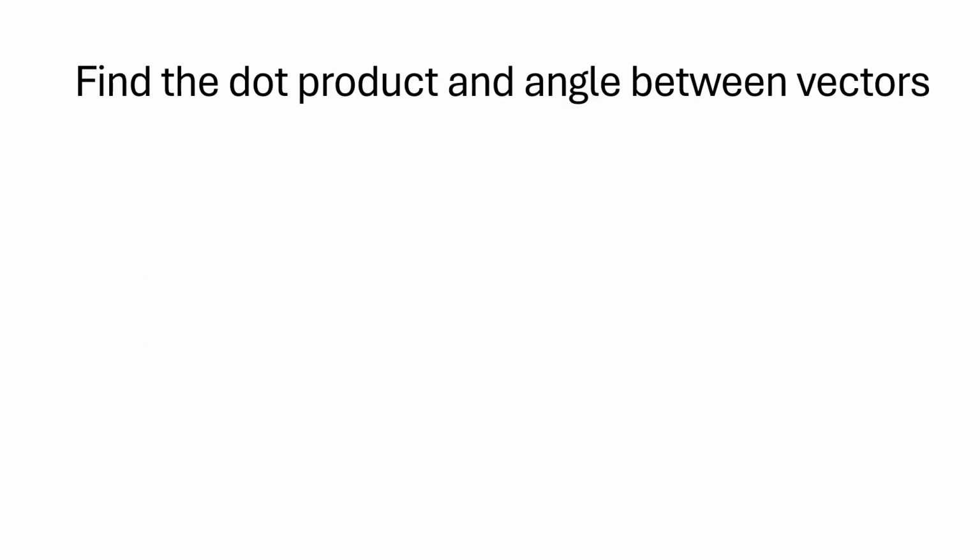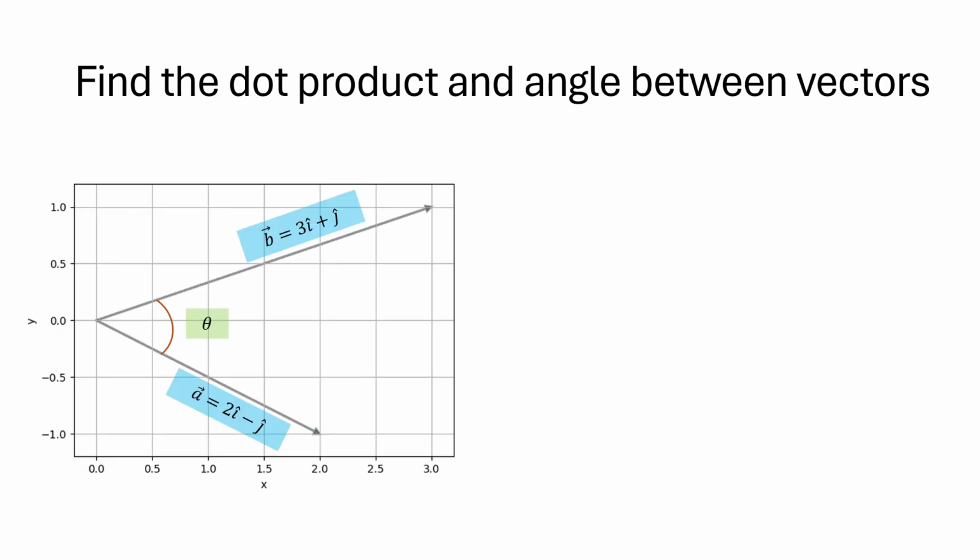Now let's try to write some code in Python to solve some scalar and vector product problems. The first problem that we will solve requires finding the dot product and the angle between any two vectors. In this example, the vectors are 2i hat minus j hat and 3i hat plus j hat.